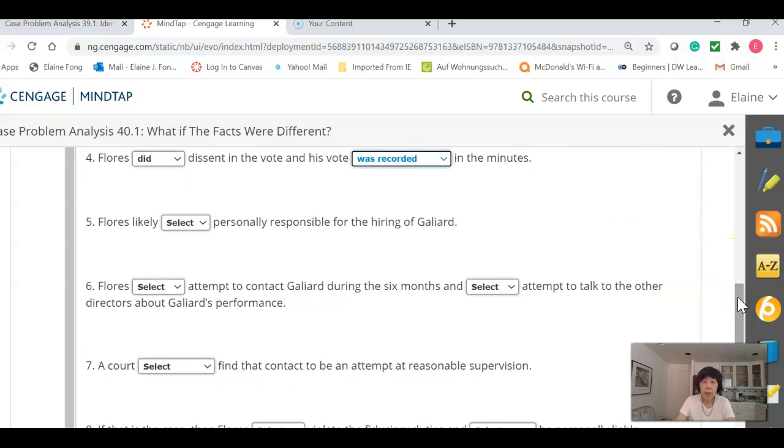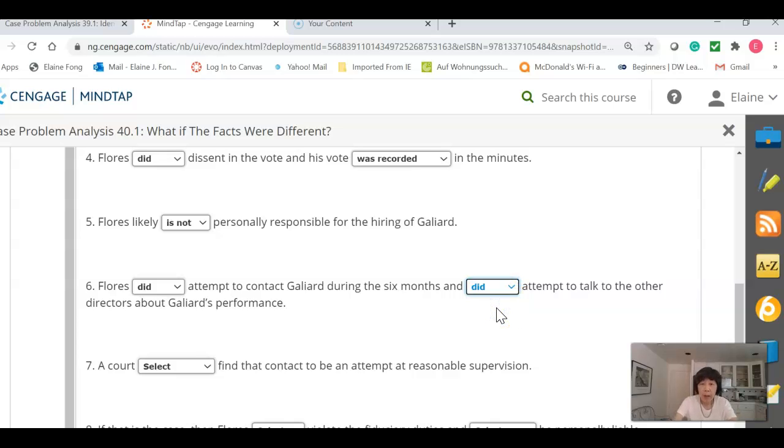Number 5, Flores likely is or is not personally liable for the hiring of Galliard. Well, because he recorded his dissent in the minutes, Flores is not going to be personally liable for the hiring of Galliard. Number 6, Flores did or did not attempt to contact Galliard during the 6 months of Galliard's tenure with the company. He did attempt. And did he or did he not attempt to talk to the other directors about Galliard's performance? Well, from the facts, we know that he did.